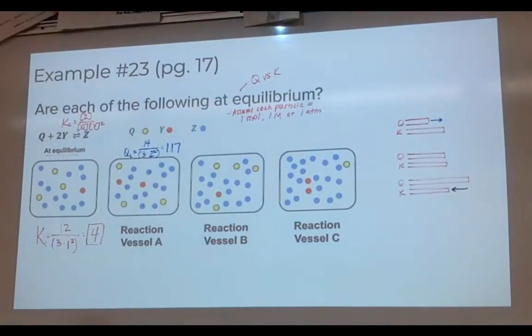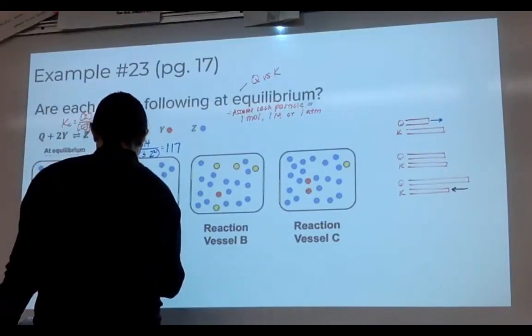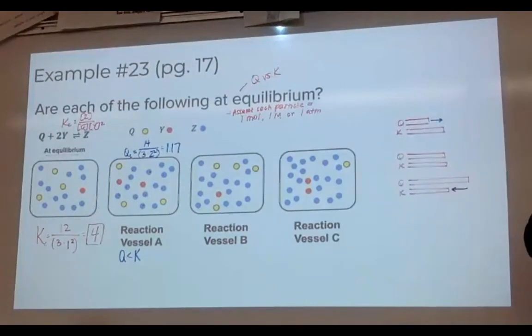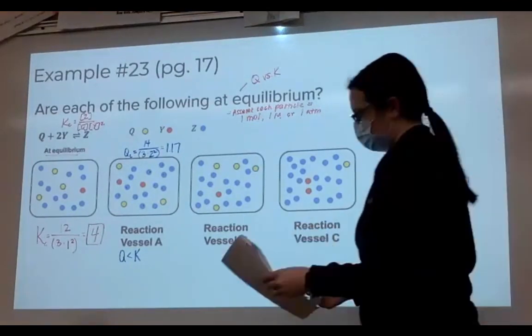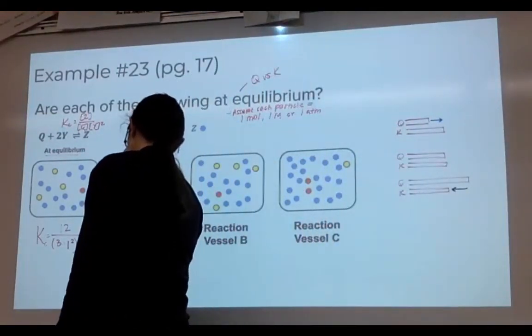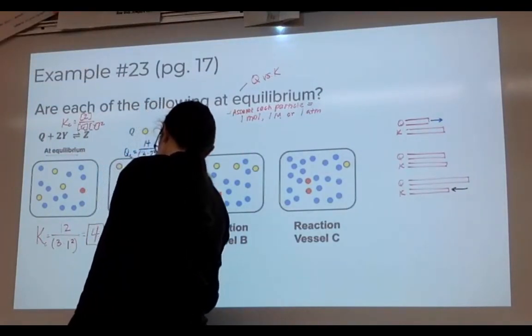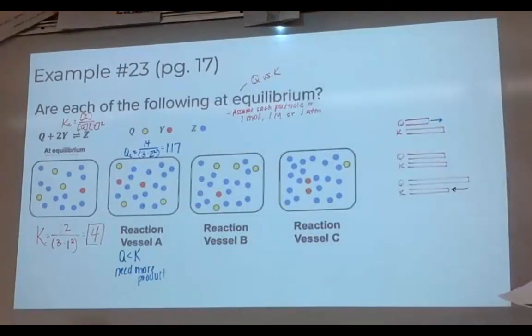Is vessel A at equilibrium? No. Q does not equal K. So under here I can actually say Q is less than K. We're just reviewing the Q versus K thing again. Q is less than K. We actually need more product. Is it asking us to talk about what we need more of? No, but just to review.